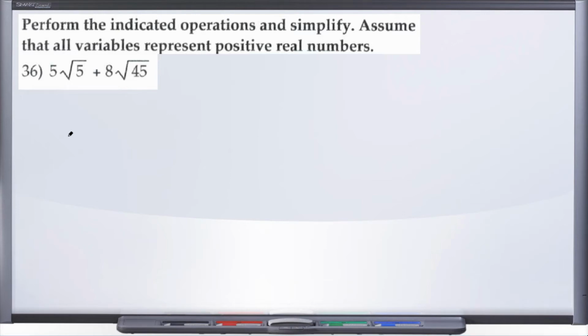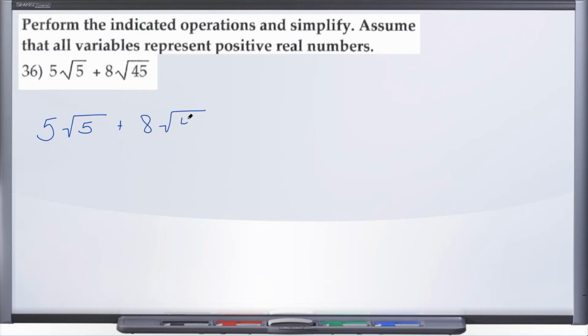All right, 36, same directions as before. Perform the indicated operations and simplify. Assume that all variables represent positive real numbers. So we've been given 5 times the square root of 5 and asked to add that to 8 times the square root of 45.